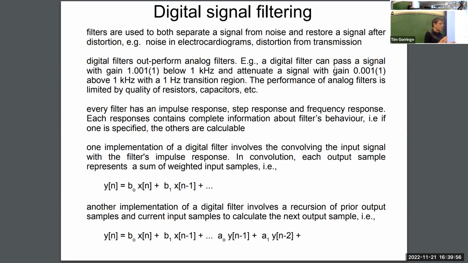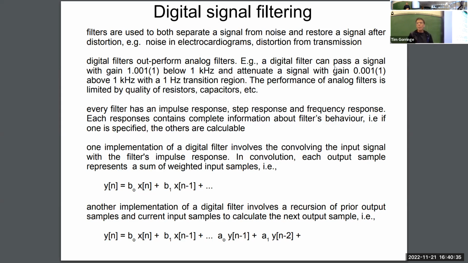So digital signal filtering is a part of digital signal processing. It's a subsection of digital signal processing. It's used for a couple of main purposes. One is to separate a signal carrying some information from some noise, some background. And another one is to restore a signal to its original form if it's been distorted or warped in some way.